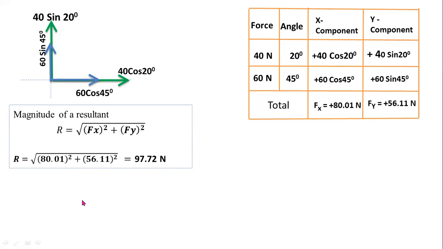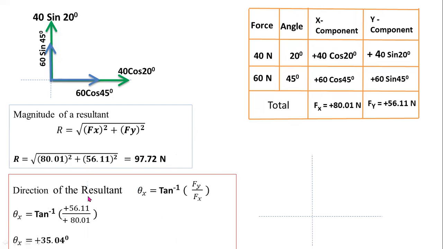For determining the direction of the resultant, this is the formula. Theta equal to tan inverse of summation Fy by summation Fx, sum of all vertical forces divided by sum of all horizontal forces. Now by using this equation, you can get the value of theta. Theta equal to 35.04 degrees with respect to x-axis. Theta x means direction of the resultant with respect to the x-axis.